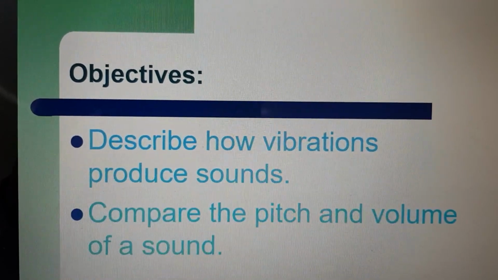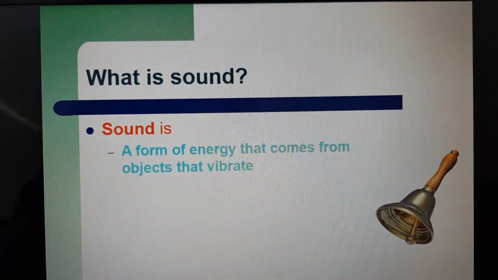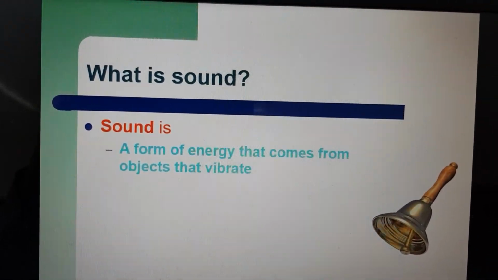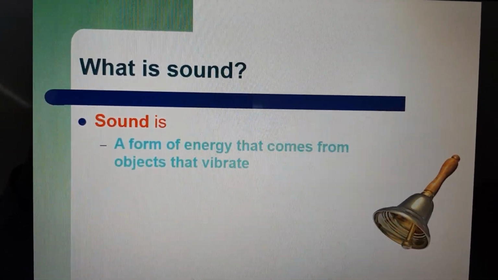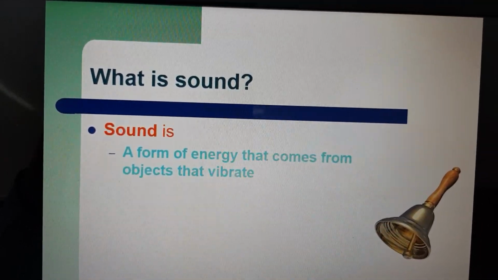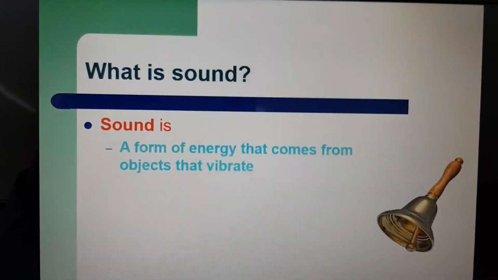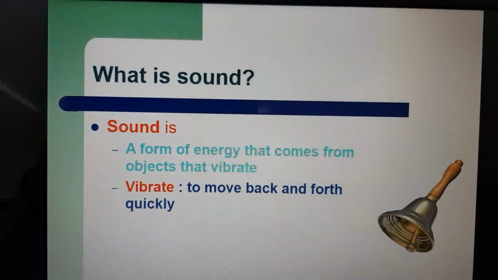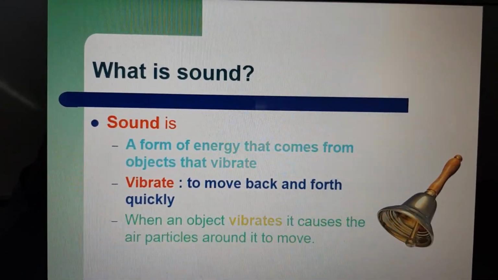What is sound? Sound is a form of energy that comes from objects that vibrate. In the beginning, you must say form of energy, because the first form of energy we talked about is heat. The second form of energy is called sound. What's the meaning of vibrate? Vibrate means to move back and forth quickly.